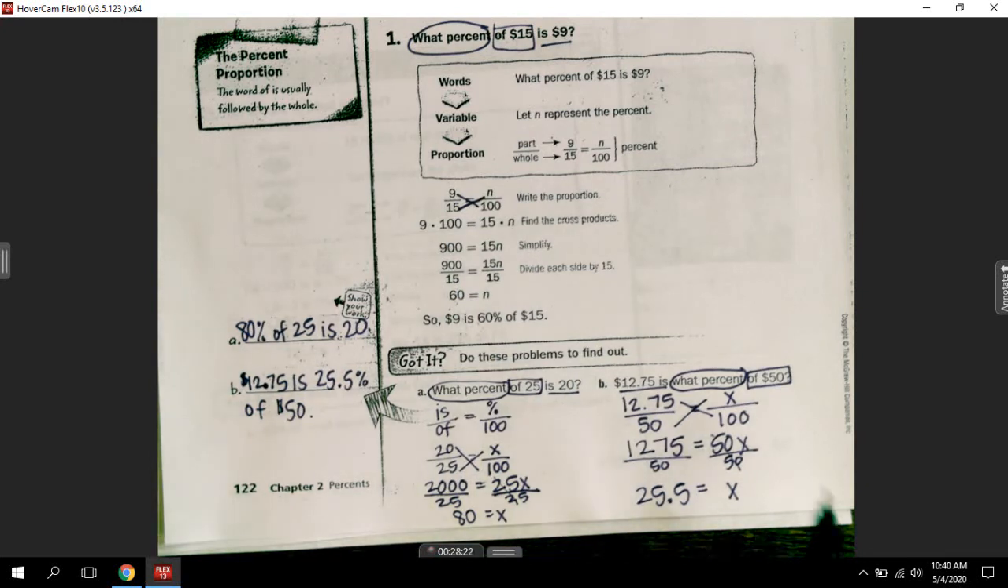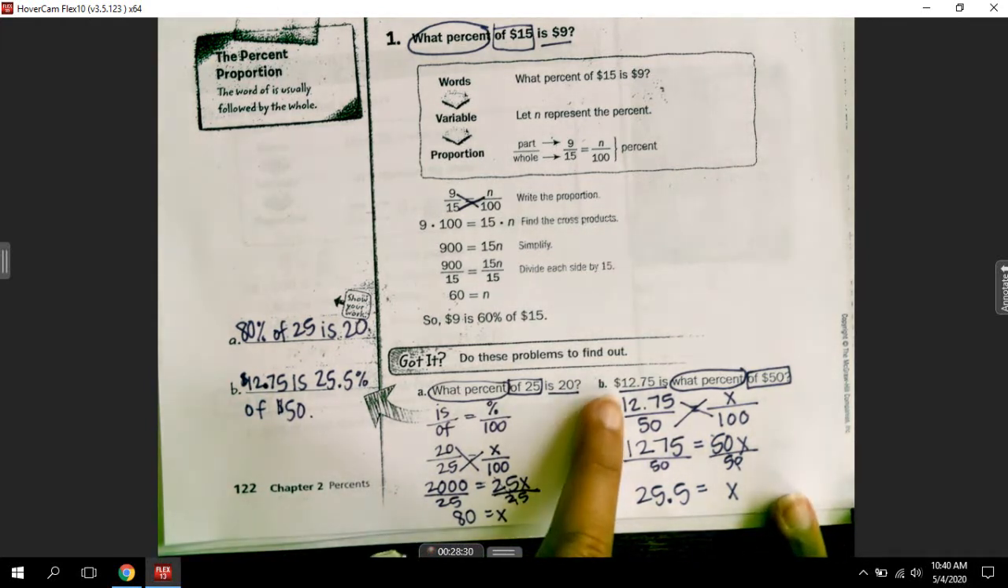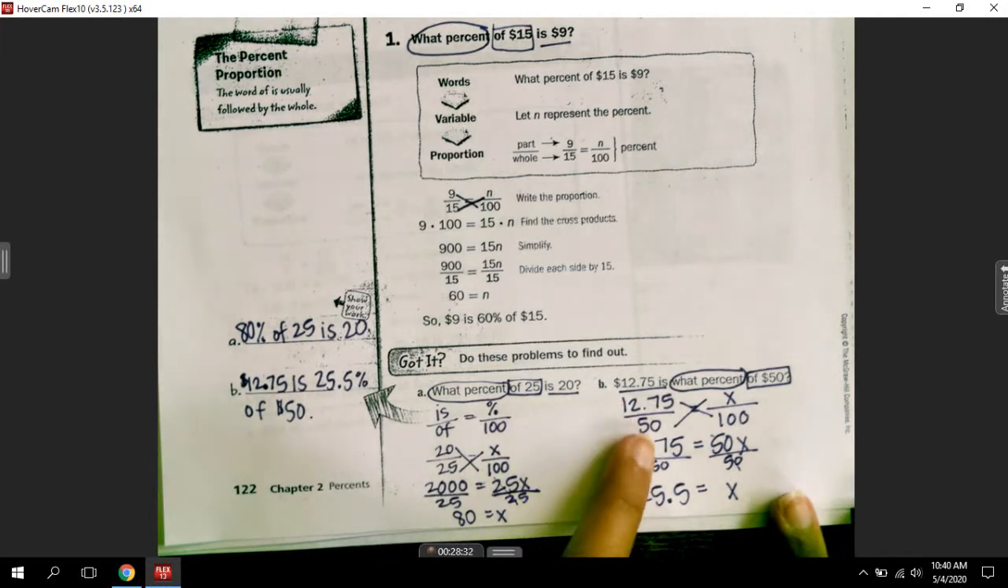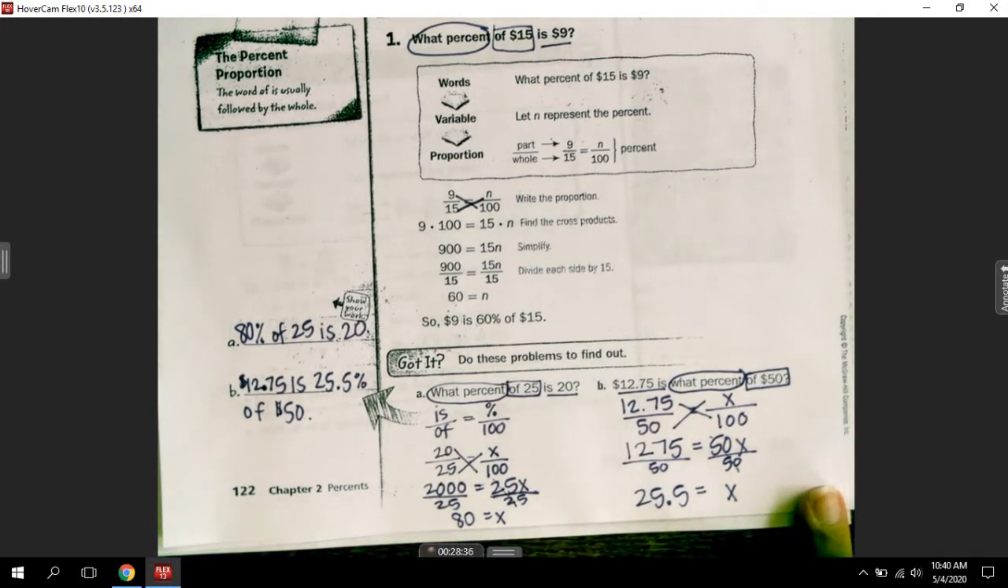So again, you're not always going to have the x, you're not always going to be finding the percent. Remember at the top we had the different types. So you might have an x right here where the 1275 is, or you could have an x for the 50. Okay, and we're about to find that out.